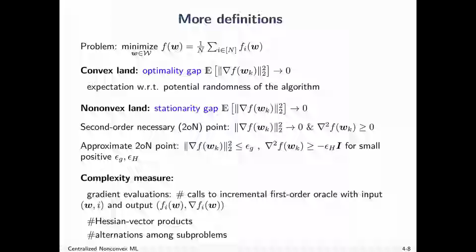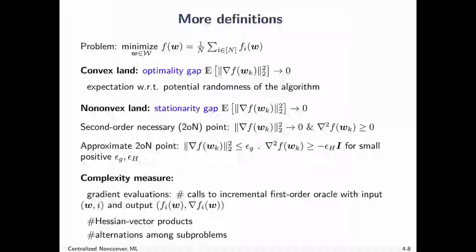So in convex land, as we have said, let's consider this function a finite sum. What we call the optimality gap is the gap between the norm of your gradient and 0. This is called the optimality gap. Once you close this gap, you are reaching the optimal point. In nonconvexity, the only thing that we can say is that whenever the gradient vanishes, we are at a stationary point or critical point, and that stationary point could be a local minimum, local maximum, or saddle point. So that's why it's just called a stationarity gap.